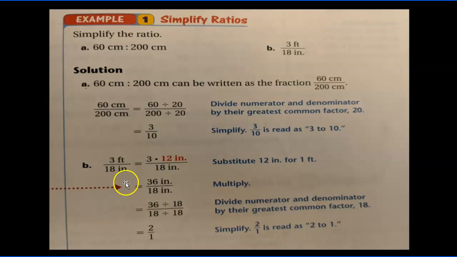We know that there are 12 inches in a foot. 3 times 12 is 36, and then we have 18. What we want to do now is look for a number that can go into both. The smart folks at the textbook company figured out that 18 can go into both. It goes into 18 one time and into 36 2 times. So this ratio is read 2 to 1.